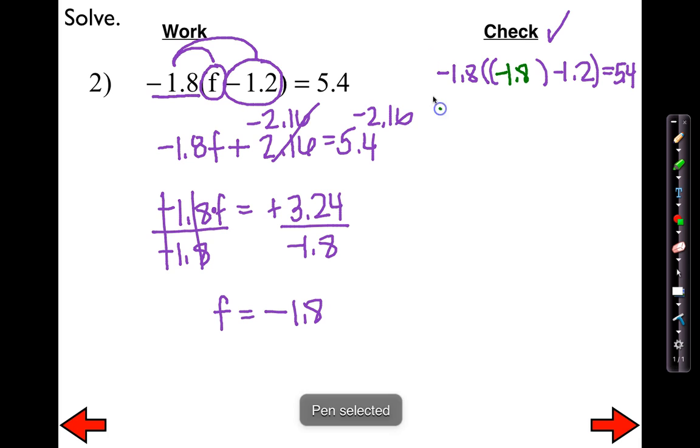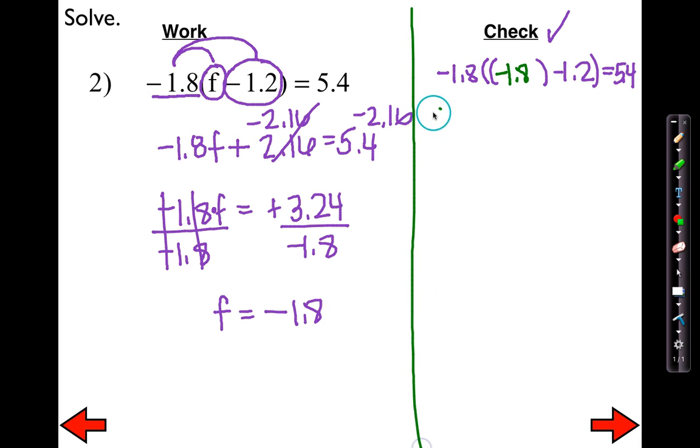So I'm going to keep my negative 1.8 on the outside, and I'm going to simplify the inside. Since we are going to add the opposite, I would have to combine these to see how many negatives I have altogether, which would leave me with negative 3 equals 5 and 4/10. Now, a negative times a negative is a positive.